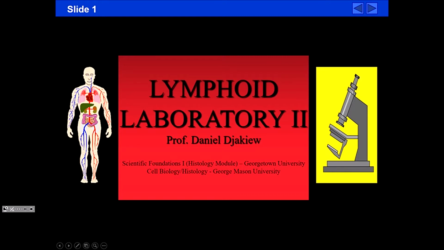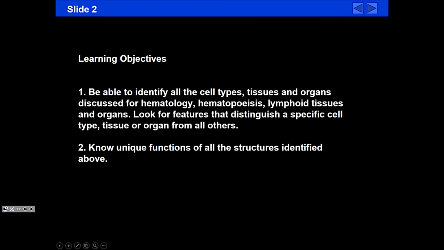Okay, lab time. Let's look at some examples of all of these different cells and tissues that we have been talking about. So first, you need to be able to identify the different cell types, tissues, and organs discussed in the 4 lectures. Then look for distinguishing features that allow you to say it's this particular tissue or organ and not something else, and then know the unique function of these different structures.